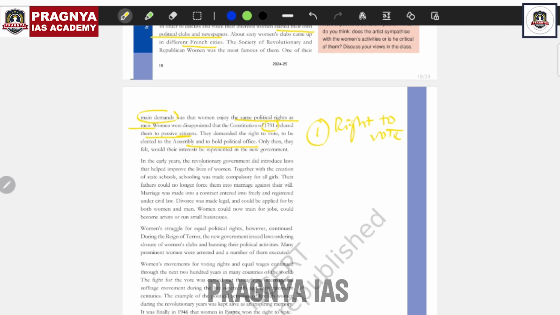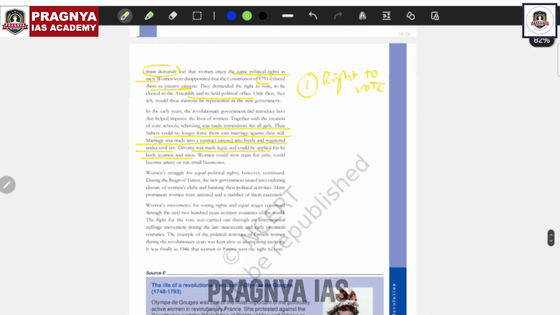In the early years, the revolutionary government did introduce laws that helped improve the lives of women. Together with the creation of state schools, schooling was made compulsory for all girls. Their fathers could no longer force them into marriage against their will. Marriage was made into a contract entered into freely and registered under civil laws. Divorce was made legal and could be applied for by both men and women.